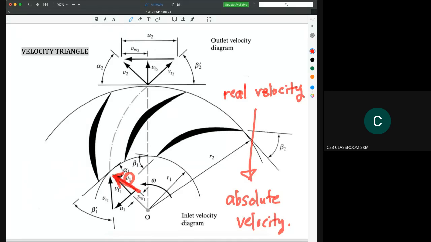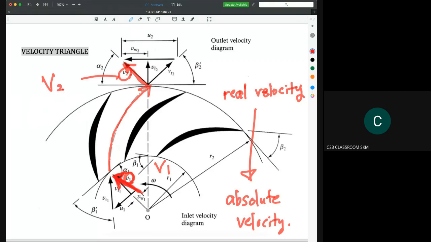So you just imagine that the water comes in this direction, then it goes into the blade and comes out like this. For the inlet, we write V1, and for the outlet, we write V2.